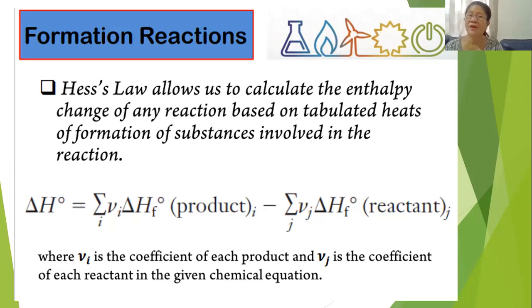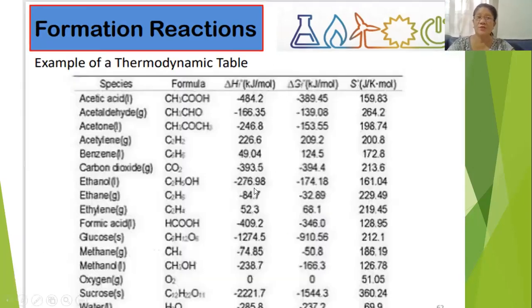We have delta H of reaction equal to the summation of delta H of the products minus the summation of delta H of the reactants. I repeat, summation meaning total. So we have coefficients, and these coefficients are multiplied with the values in the chemical equation. So here it is.